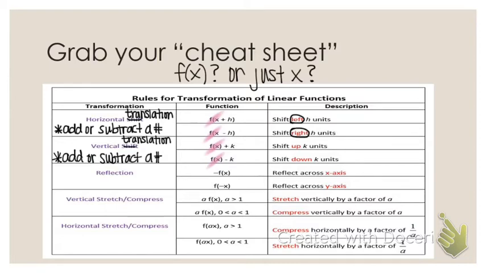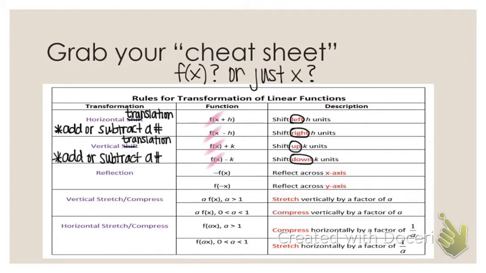Now, we like vertical because the vertical axis is y, and what direction is positive on the vertical axis? Up. And look at this. If I'm adding k to f of x, I'm moving the graph up. So circle the word up. On the flip side of that, if I'm subtracting a number from f of x, what direction is negative on the y-axis? Down. In what direction am I moving? Down. So we like vertical because it's more what you see is what you get.